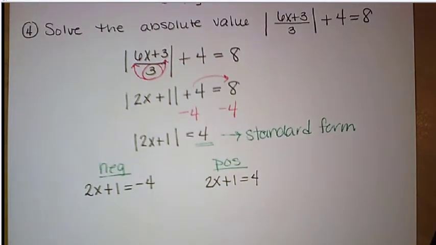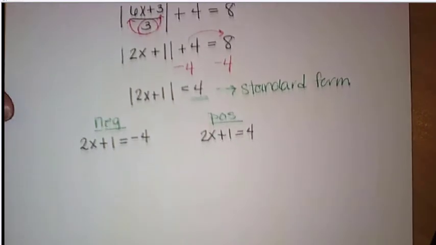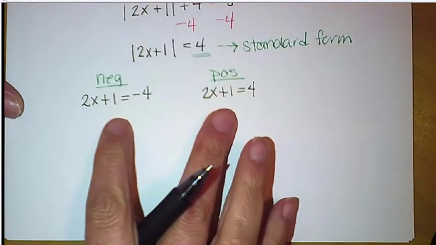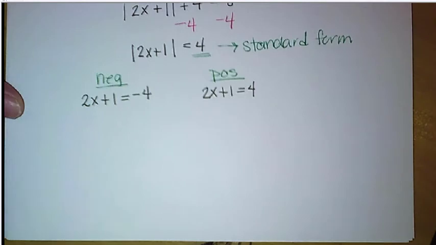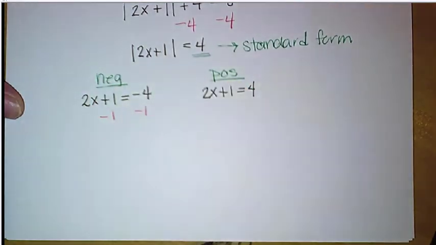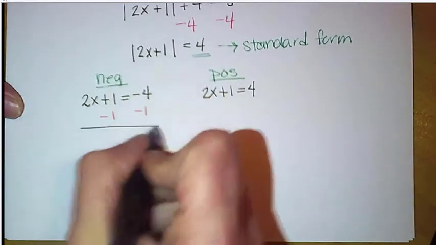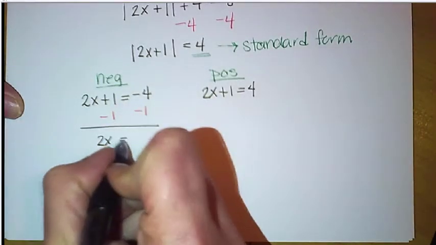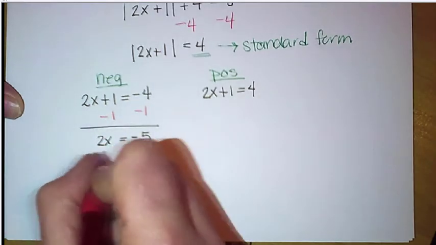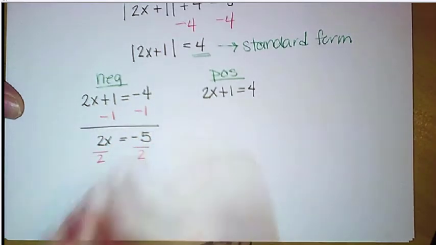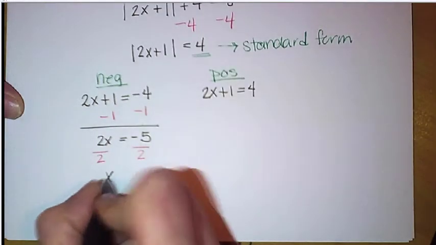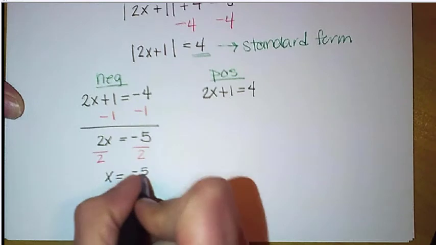Okay, and again, remember, since we've created the two equations, we get to drop those absolute values. Now we just need to solve these two equations, and we'll find our two distinct answers. So here we're going to subtract 1 from both sides, and we're going to get 2x equals negative 5. We're going to divide by 2, and our negative answer is going to be x equals negative 5 over 2.